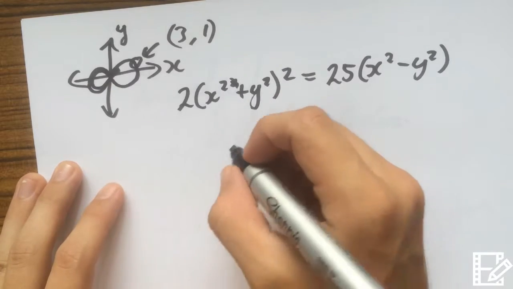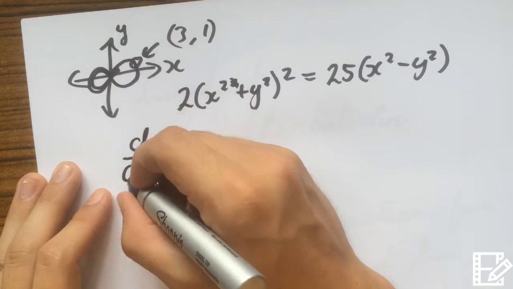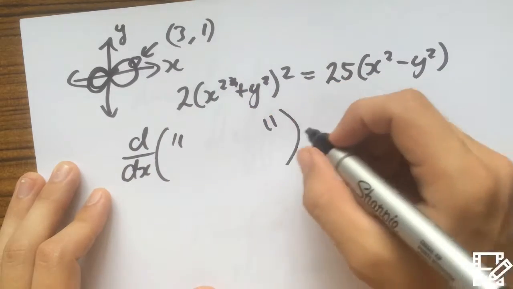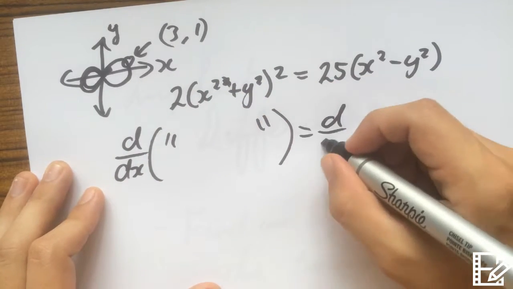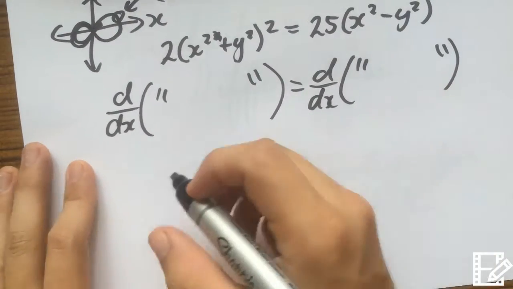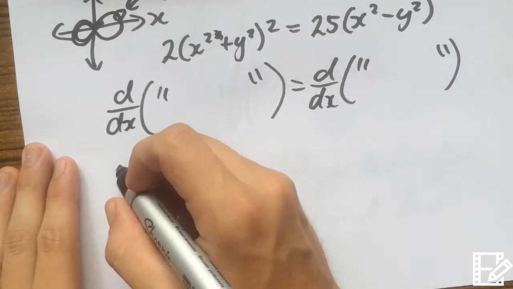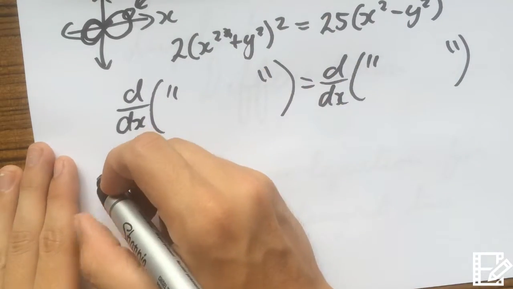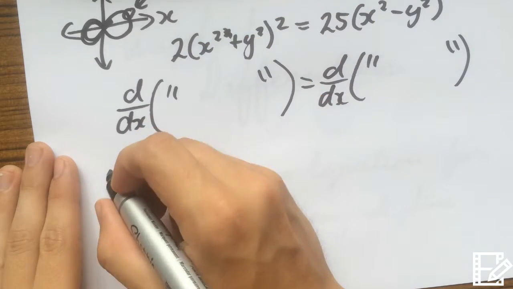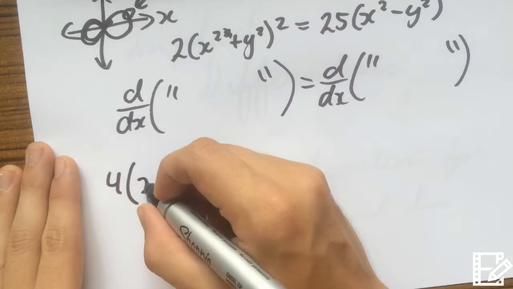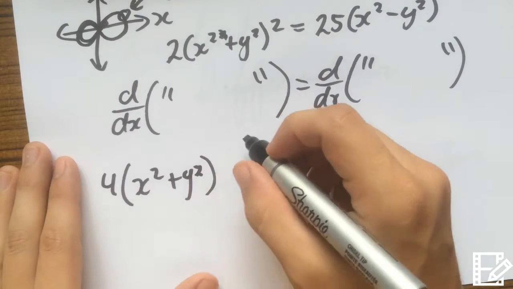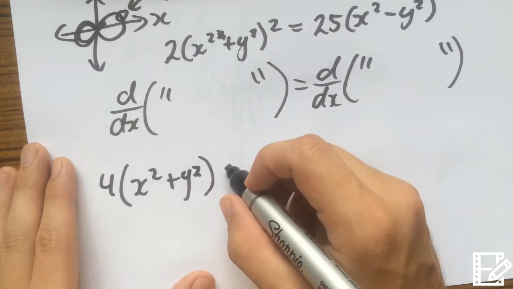Okay, so let's start by deriving both sides. I'm just going to do this in quotation marks to signify that I'm doing the derivative of the above. So let's start by bringing the power down. The derivative is: bring the power down, make it 4 times (x squared plus y squared). It's going to be to the power of 1 because we take the power off.